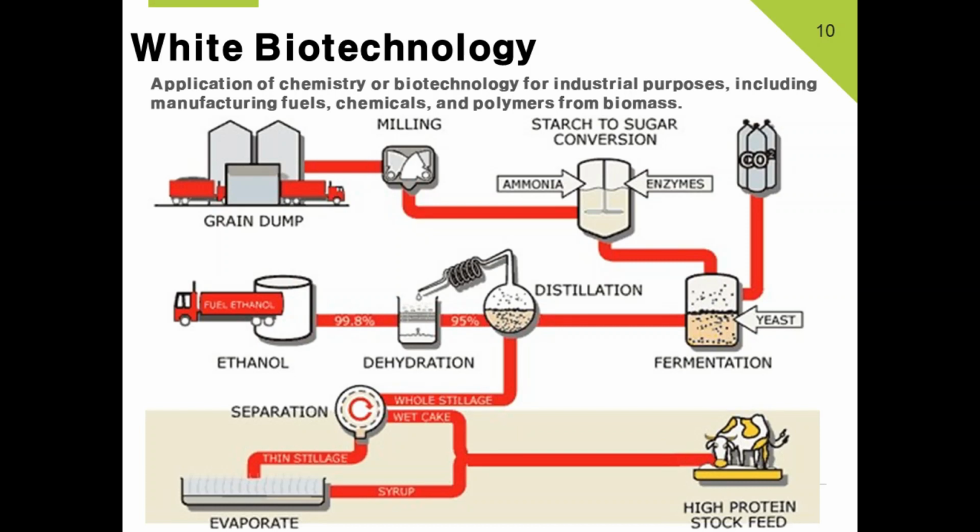So, this is the downstream process. Now, during the downstream process, there is whole stillage production or whole stillage residue from this process. So that is separated, and it is also transformed into thin stillage, and syrup, and wet cake. Now, the wet cake, we can use it as high protein stock feed for animals.